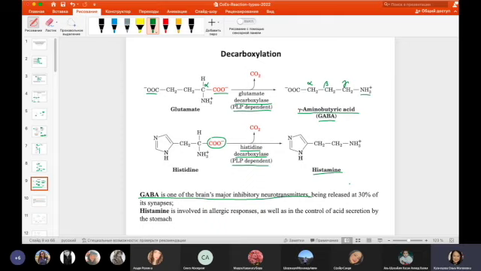Histamine participates in the formation of allergy reactions. Antihistamine drugs prevent the action of histamine on its enzyme. Therefore, they prevent the formation of allergy reactions.